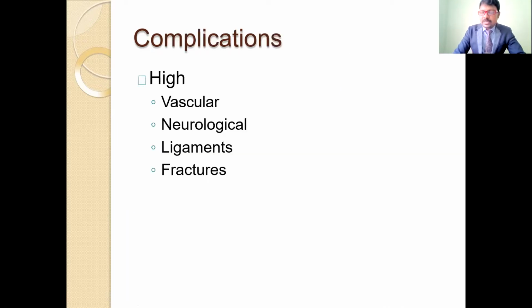So what are the complications? In inferior dislocations, the complications are higher compared to other dislocations. Because the head goes downwards, the pressure is going to be more. So there may be vascular injury, either axillary, and also neurological injury, where the axillary nerve is involved. Also the ligaments may get overstretched, torn, with micro trauma, damage, and even rupture.